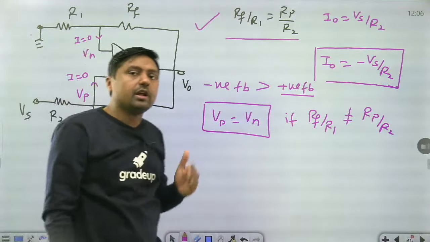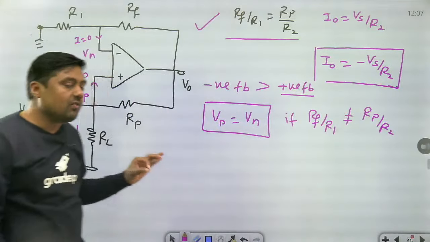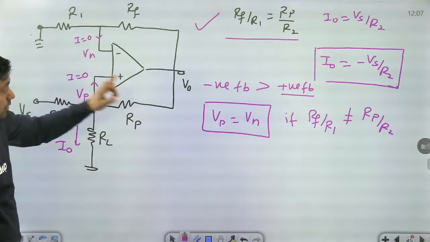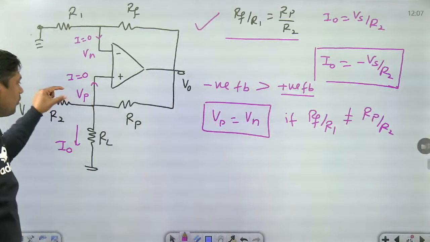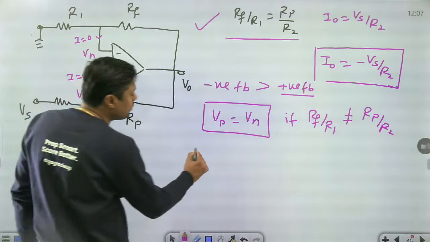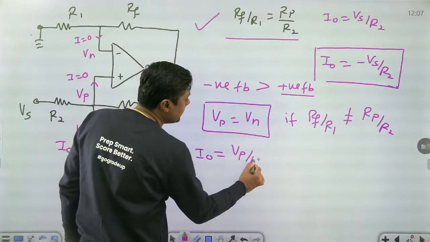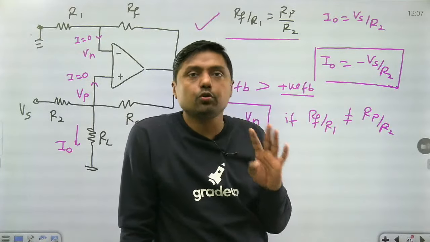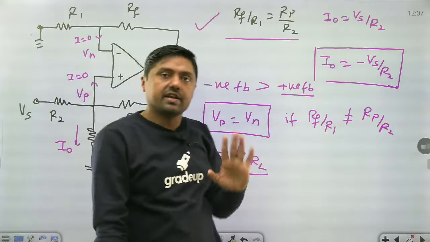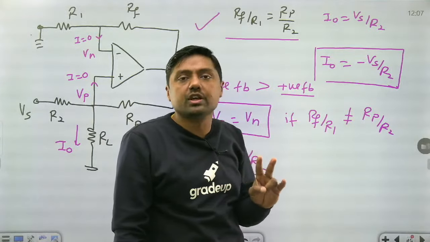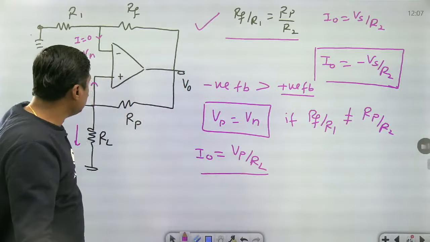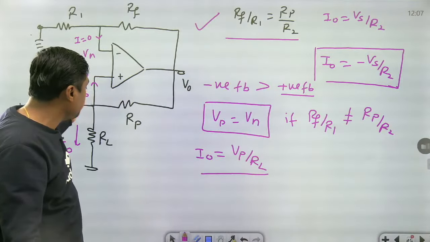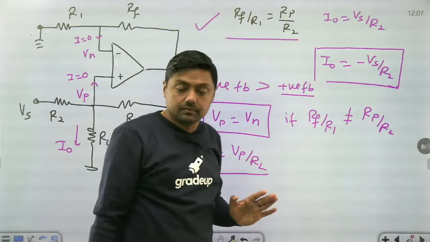Always remember Vp and Vn are equal. You will get two equations. Then use Vp is equal to Vn and find the value of Vp, and finally find I0 is equal to Vp by RL. This is the direct method. Now we can solve this type of question within 2 minutes. If the ratio is satisfied, 30 seconds; if not satisfied, within 2 minutes. Write down the KCL at this point, find Vp and Vn, equate them, find Vp, then Vp divided by RL. That will be the method.